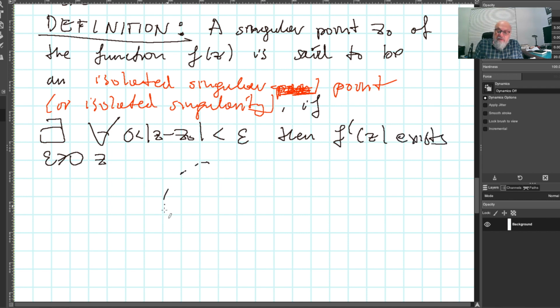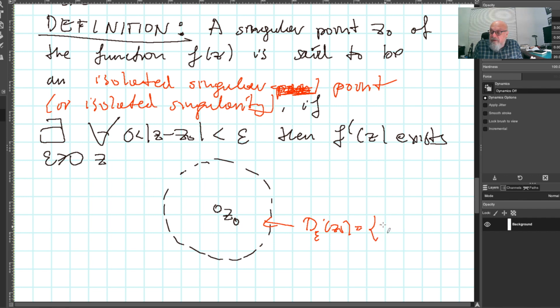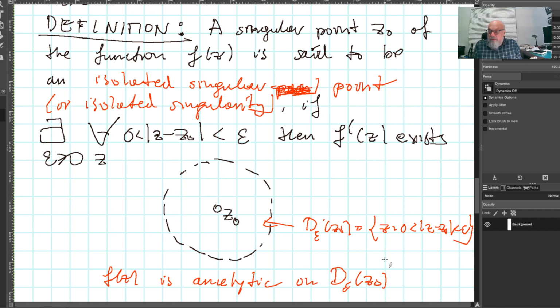So here we have this small neighborhood, which we call a pointed neighborhood. We were using this notation some time ago. We denote this set D_epsilon of z0, which is simply the set of z such that 0 is less than the absolute value of z minus z0, which is less than epsilon. That means f of z is analytic on this pointed neighborhood, where you remove the point z0.